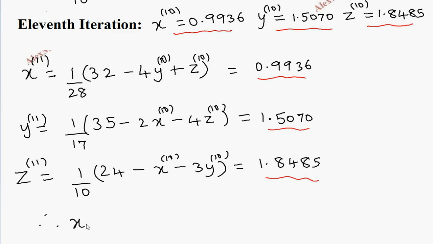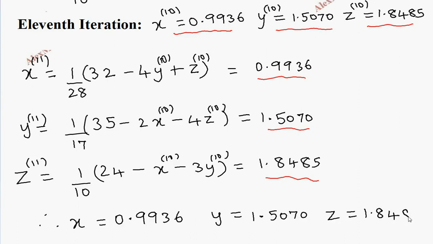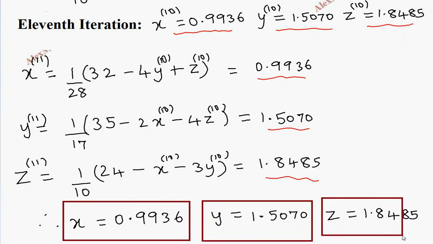Therefore, x is 0.9936, y is 1.5070, and z is 1.8485. This is the solution of the given equations, the values of x, y, and z.